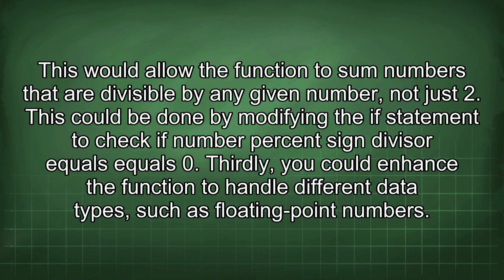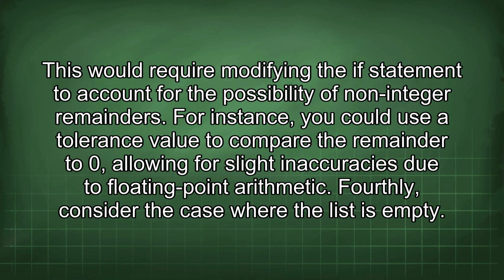Thirdly, you could enhance the function to handle different data types, such as floating point numbers. This would require modifying the if statement to account for the possibility of non-integer remainders. For instance, you could use a tolerance value to compare the remainder to 0, allowing for slight inaccuracies due to floating point arithmetic.